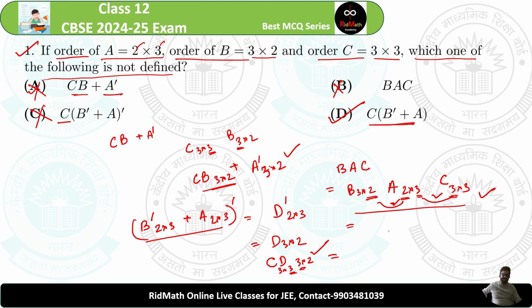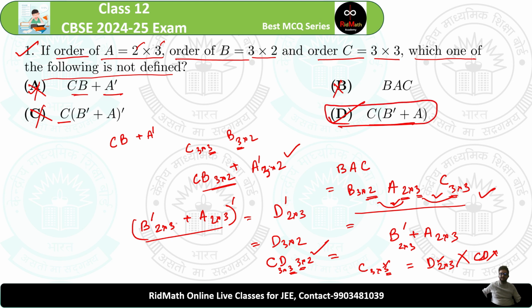Okay, so let us check once again. What is B transpose plus A? B transpose is of order 2 cross 3. So this is 2 cross 3 and this is 2 cross 3 also. So D is of order 2 cross 3, and C into D, C will be of order 3 cross 3. So the column of C is 3 and the row of D is 2. That means this multiplication CD is not defined. That means option number D is correct. Okay, I hope you understand.